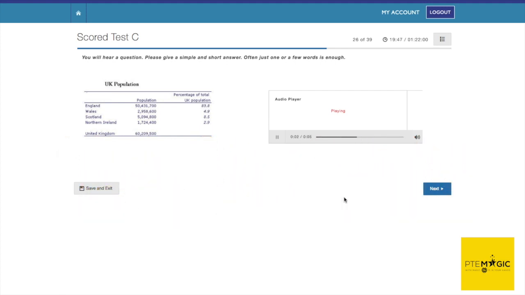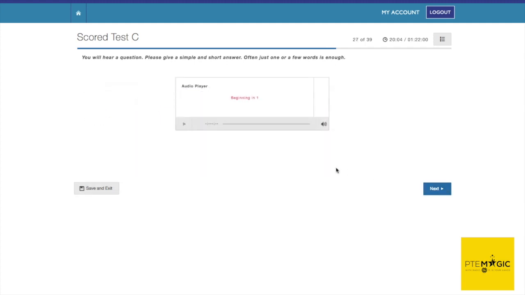Which country has the third largest population in the UK? Scotland. Wales. Wales. Camels are most likely to be found in what habitat? Desert. On a compass, which direction is the direct opposite of southwest? Northeast. What do most successful businesses aim to do? Make a profit, declare bankruptcy, or comply with audits? Make a profit.